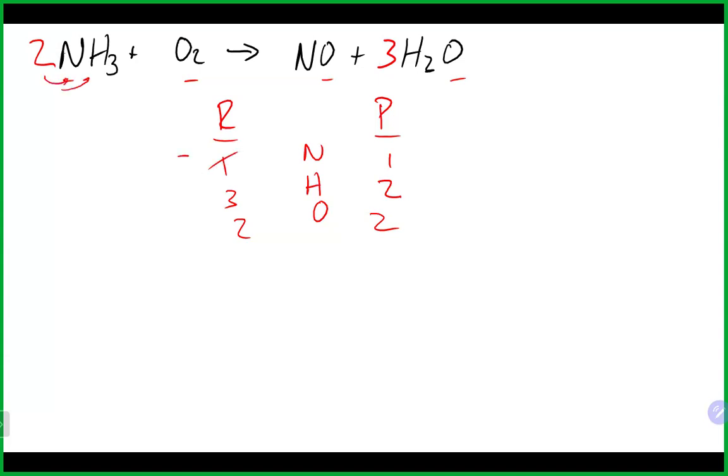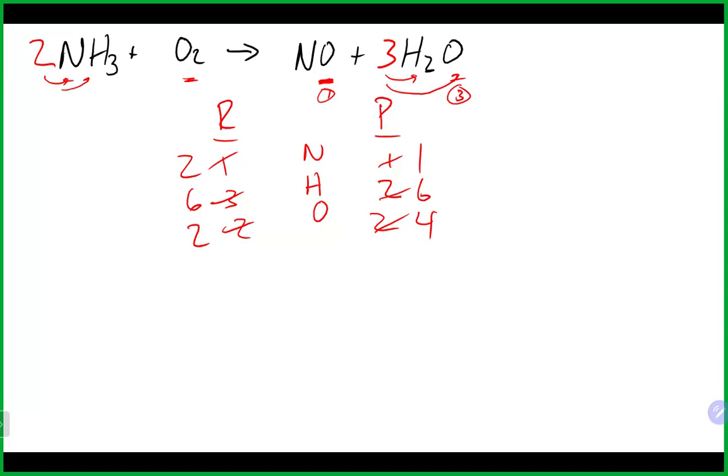So we have 2 nitrogens. Hydrogen, we have 3 times 2, which is 6. Oxygen, we still have the 2 over here. Right-hand side, we have 1 nitrogen. We have 3 times 2, which is 6. And again, we're going to distribute that. So we have 1 oxygen here and actually 3 oxygens there. And that's going to give us 4 oxygens in this case.